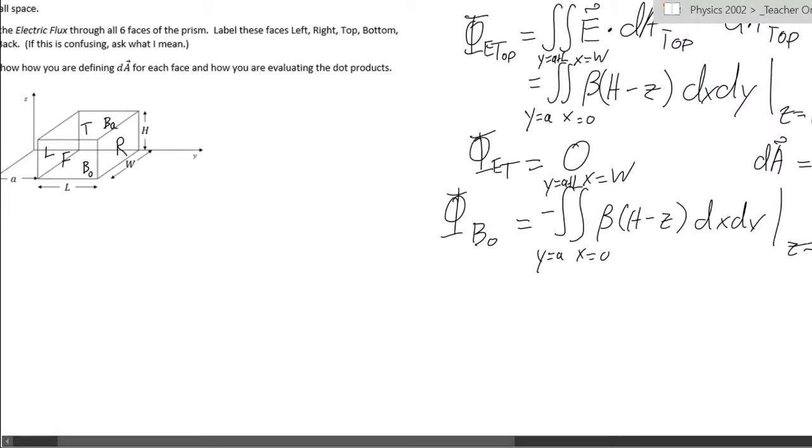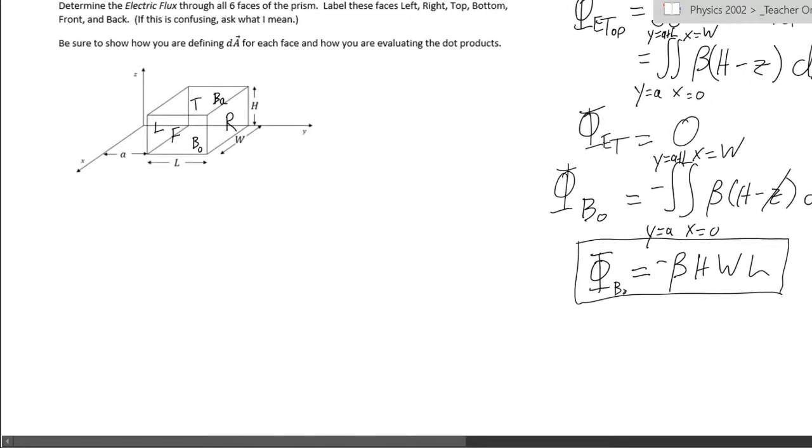So when we do that, we find that this term is going to go away. We're integrating effectively a constant in x and y. So at the end of the day, this is going to be minus beta times h times w times l, because when we evaluate these limits in y, it's going to be a plus l minus a, so that gives us just an l. Okay, so that's our bottom face.